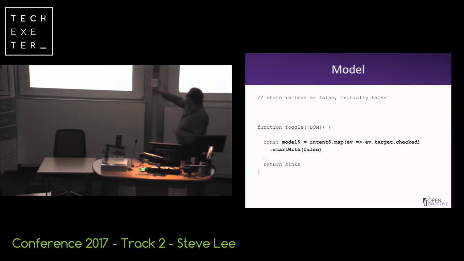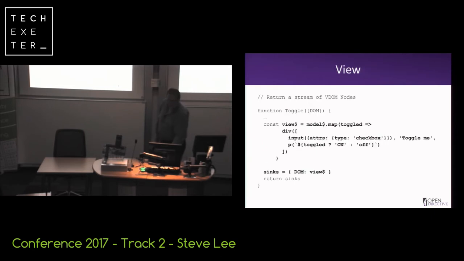So we take the event that's coming in from our intent stream, which is the DOM events, and we take from that the target element's checked status. And we use another stream operator. I should say, these are the xstream streams that we're talking about here. We use another stream operator which says start with false. That's it, okay? So what you get out of that is a stream of true or false values starting with false.